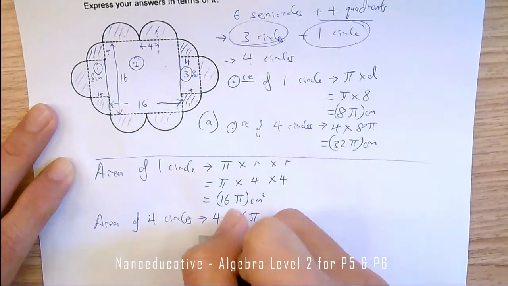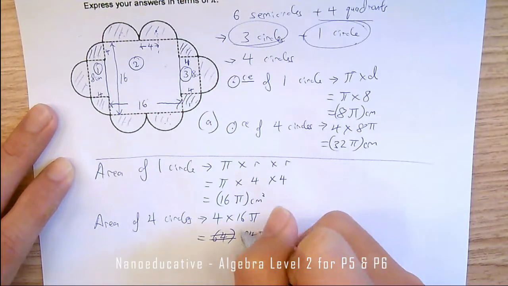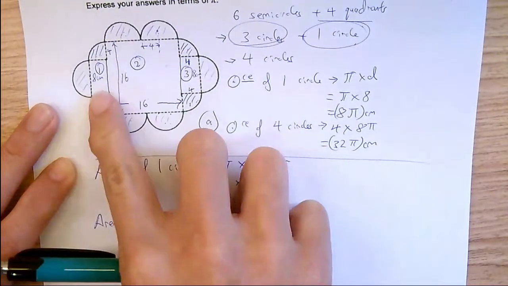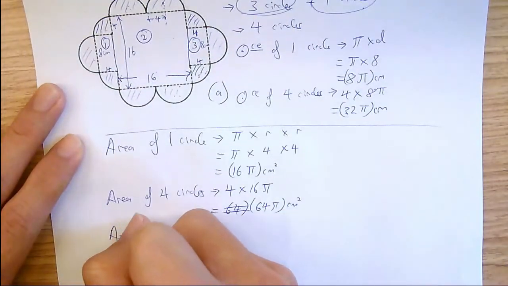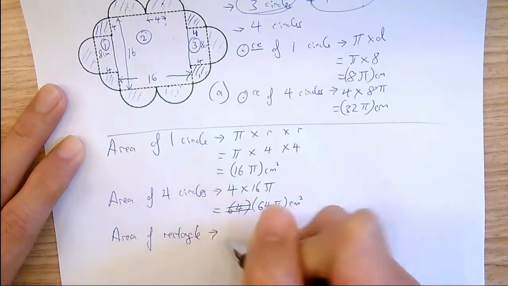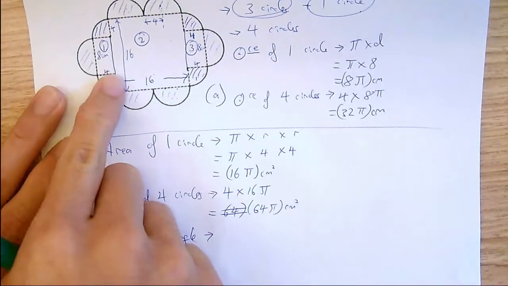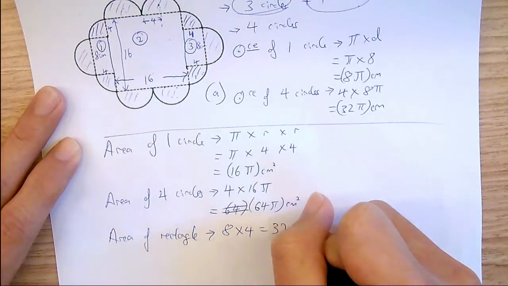You throw that inside the calculator, you're going to get 64 pi cm square. Okay, so you already got the shaded portion. Now we need to find the small rectangle and then the big square. So area of rectangle will be what? Length times breadth, right? So the length will be 8 cm because we calculated just now, and then the breadth will be 4. So it'll be 8 times 4, giving us 32 cm square.